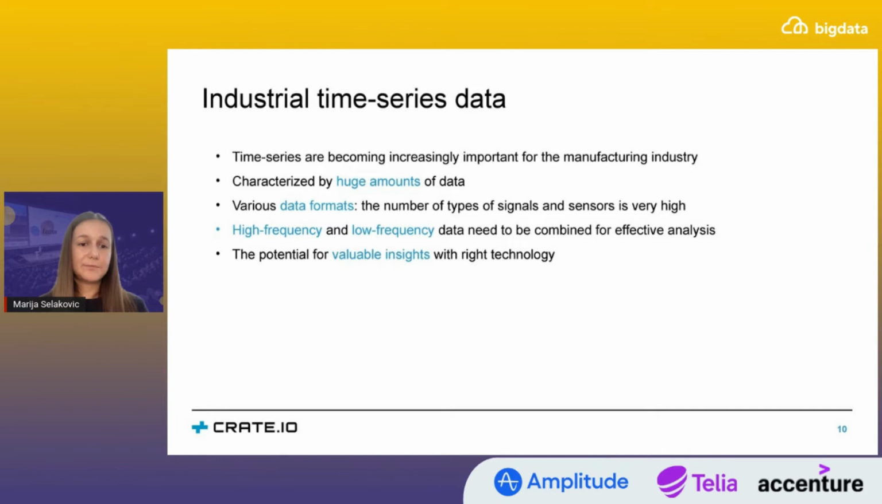We also see different data frequencies that need to be considered when choosing a database solution. So very often we need to combine high frequency and low frequency data. And this data provides huge potential for valuable insights if we have the right technology.